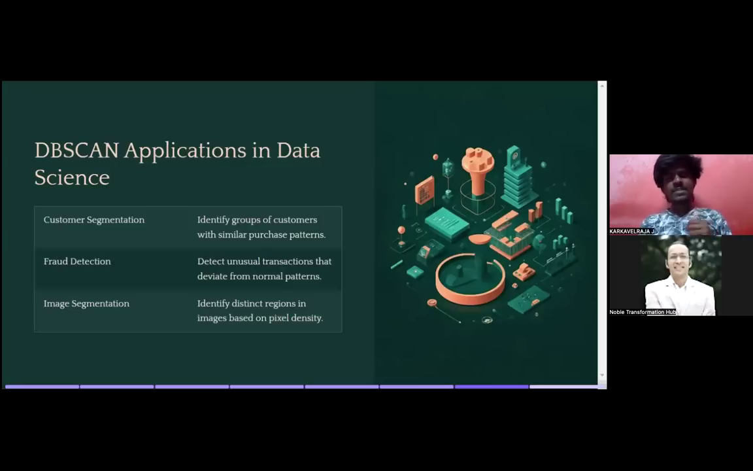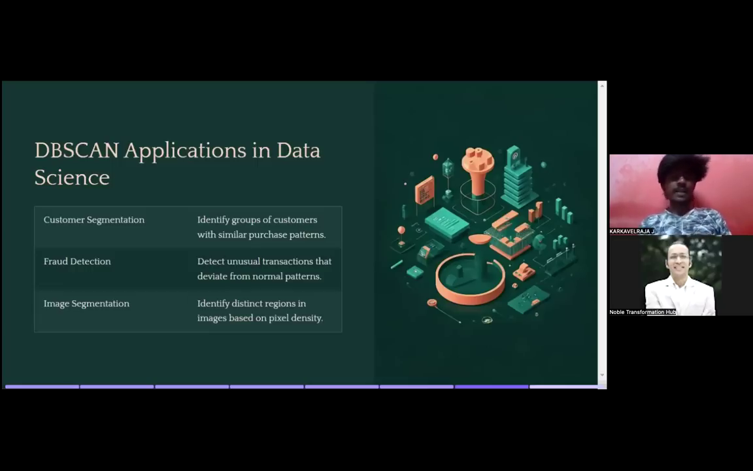First application is customer segmentation. It identifies groups of customers with similar purchasing patterns. We have discussed this application for five to six different machine learning models. We find the group a customer belongs to: less salary and spending more, more salary spending less, more salary spending more, or less salary spending less. That is customer segmentation.